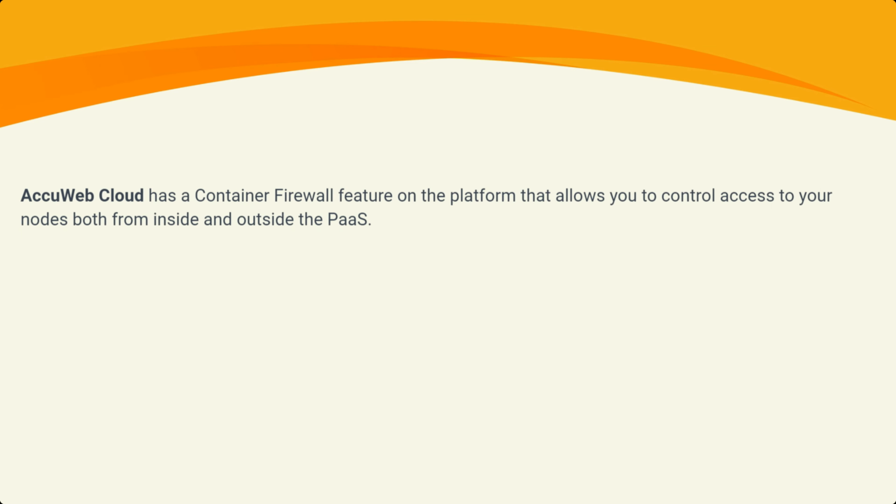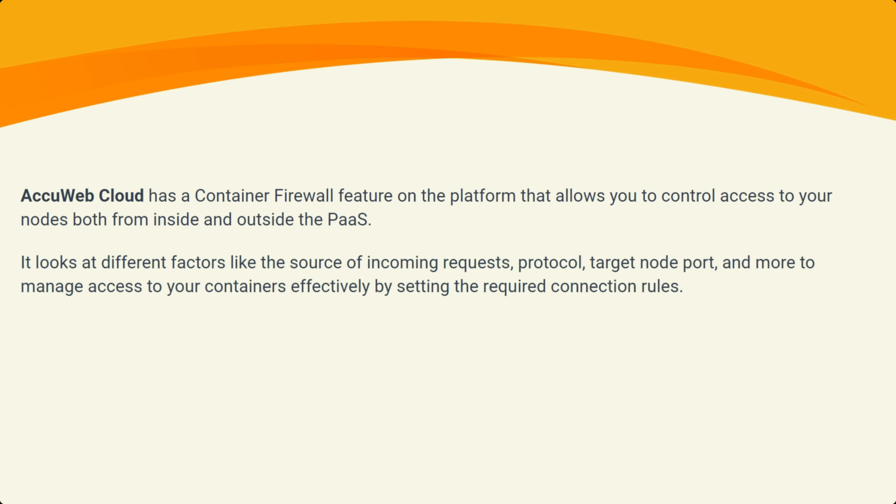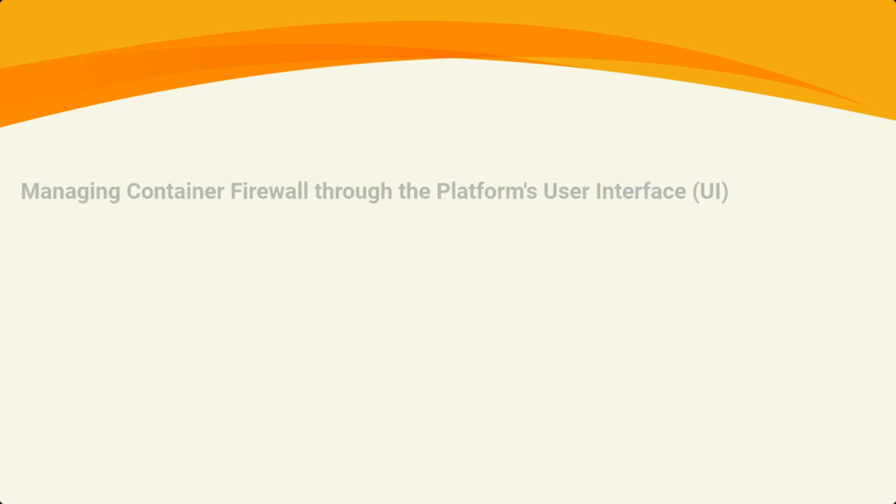Today we will see how to add a new port to AccuWeb.Cloud environment firewall. AccuWeb.Cloud has a container firewall feature on the platform that allows you to control access to your nodes both from inside and outside the PaaS. It looks at different factors like the source of incoming requests, protocol, target node port, and more to effectively manage access to your containers by setting the required connection rules.